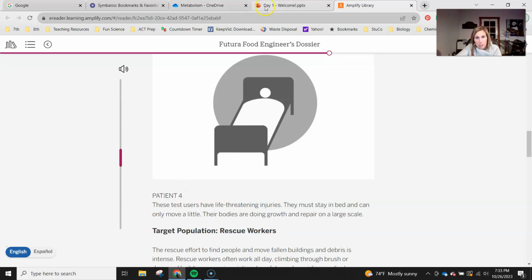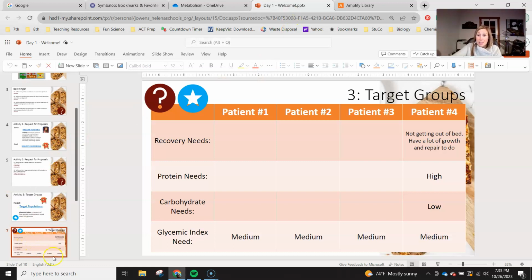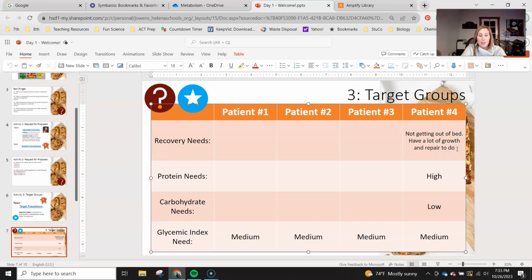So let's go back to our table, and you can see how I filled in patient 4. So recovery needs: not getting out of bed. Notice how I use my own words. I didn't just copy and paste that paragraph. So make sure that you don't just copy and paste, because I'm going to send it back to you. These patients are not getting out of bed. They have a lot of growth and repair to do. So little energy needed. I could also probably add in there, little energy needed for movement. Let's do it that way. Okay, so that's going to be what our patient 4 is for his recovery needs.